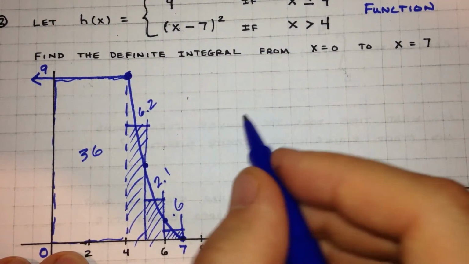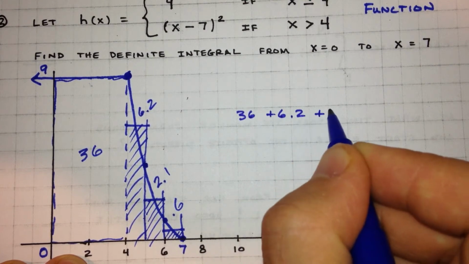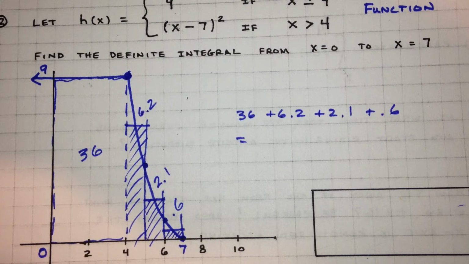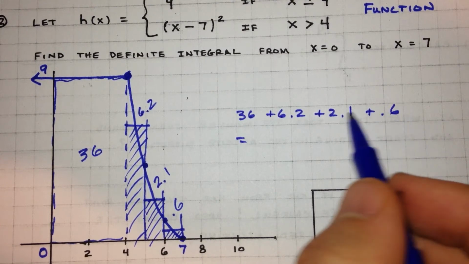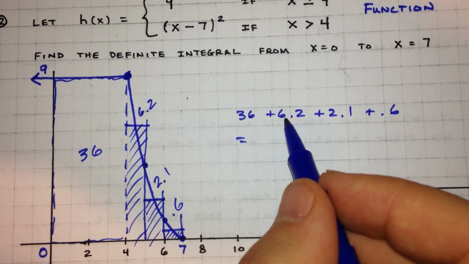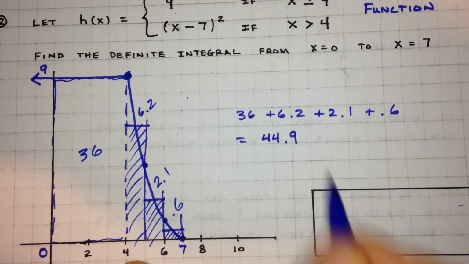So our definite integral will be 36 plus 6.2 plus 2.1 plus 0.6. And that's going to add up to give us, let's see, that would be 2.7, 2.9, 8.9. On top of that, I'm getting 44.9.